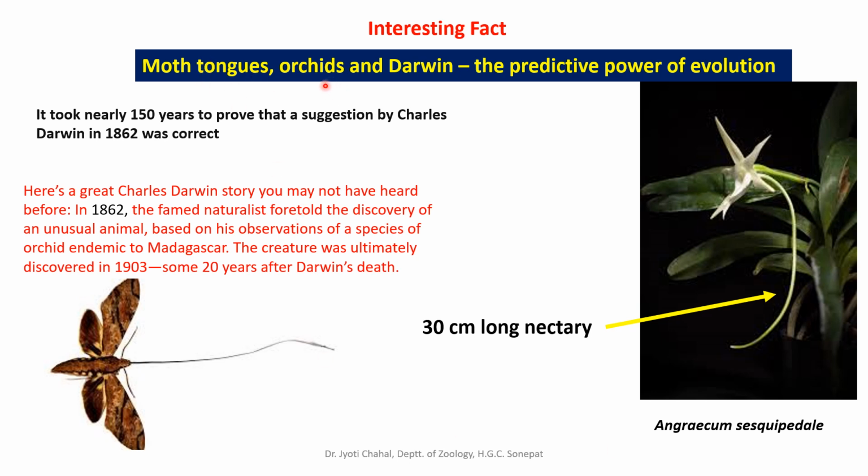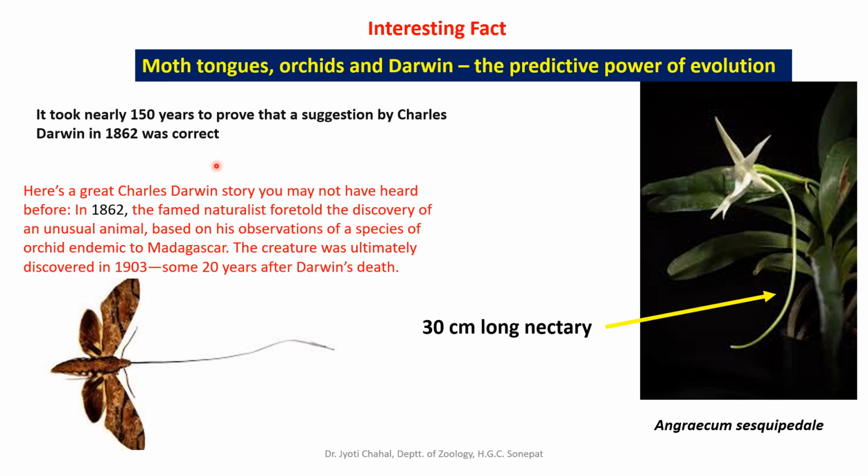Moth tongues and orchids and Darwin, the predictive power of evolution. So it took nearly 150 years to prove that a suggestion by Charles Darwin in 1862 was correct. There was a speculation which was made by Charles Darwin in 1862, which was proved correct after 150 years. And after 20 years of Darwin's death, the moth was discovered.